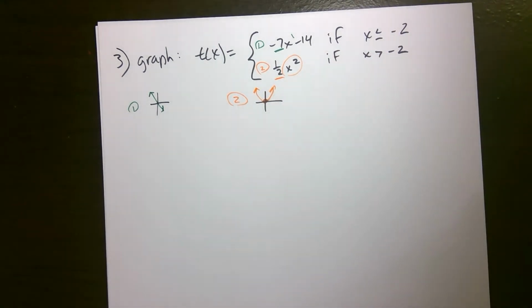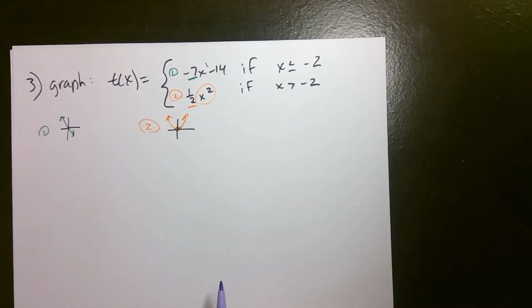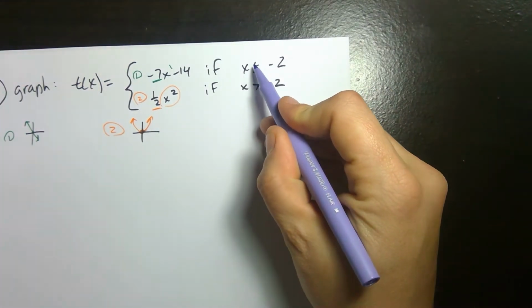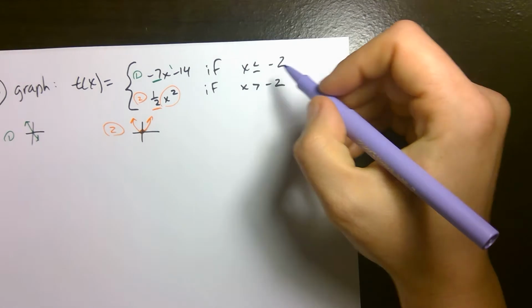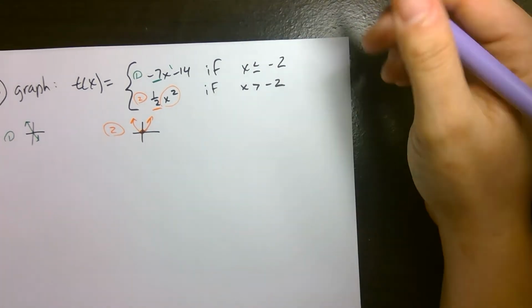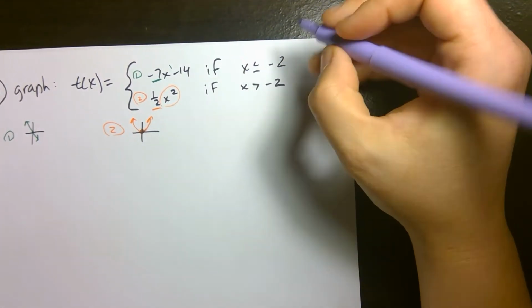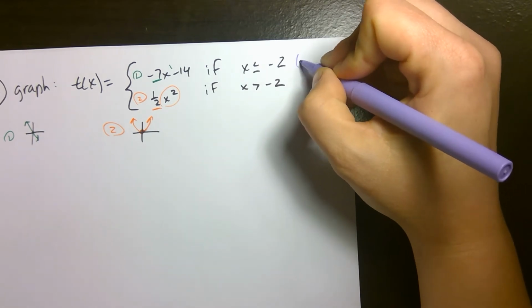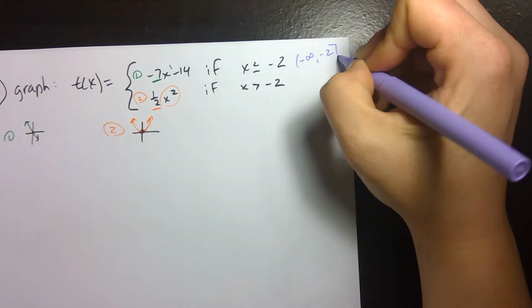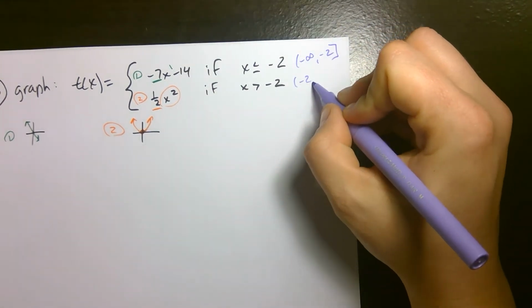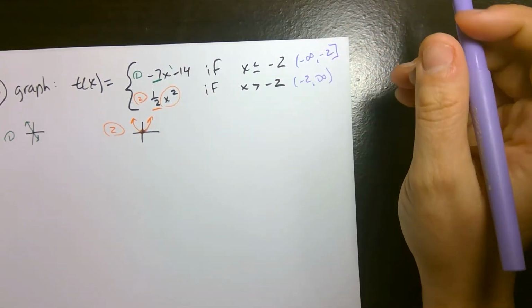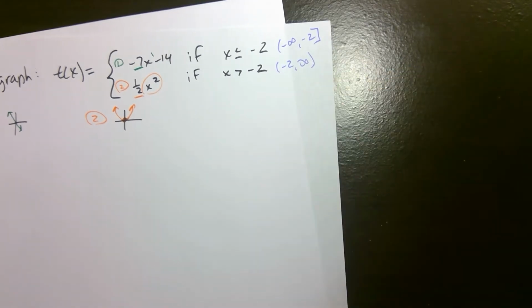Now, I also have to pay attention to the fact that each of these little guys have their own domain. When I look over here, this says if x is less than or equal to -2. So it might be helpful for us to write this in interval notation so we can see it. If x is less than or equal to -2, that's from -∞ to -2. The other one says if x is greater than -2, so I'm going to start at -2 and jut off towards positive infinity. And so these are my two unique domains.